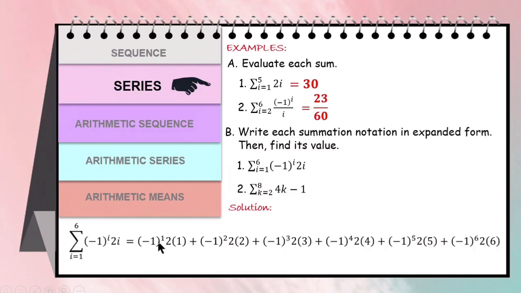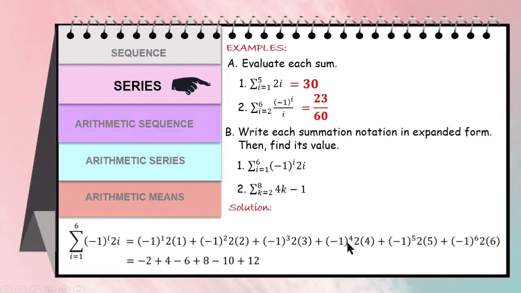-1 raised to 1 times 2 times 1 is -2. -1 raised to 1 is -1, and 2 times 1 is 2. So -1 times 2 is -2. -1 raised to 2 times 2 times 2 is positive 4. -1 raised to 2 is positive 1, and 2 times 2 is 4. So 1 times 4 is positive 4. -1 raised to 3 times 2 times 3 is -6. -1 raised to 3 is -1, and 2 times 3 is positive 6. So -1 times positive 6 is -6.